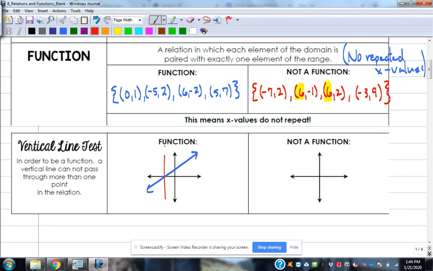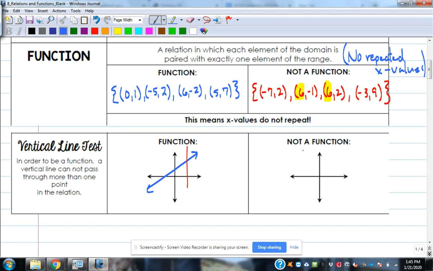If I drop that vertical line on it, how many times does the red line hit the blue line? Once. If I pick that one up and pick another spot to drop the vertical line, how many times does that red line hit the blue line? One time. No matter where I put that, it can only hit it once. So that passes the vertical line test, and this one would be a function.